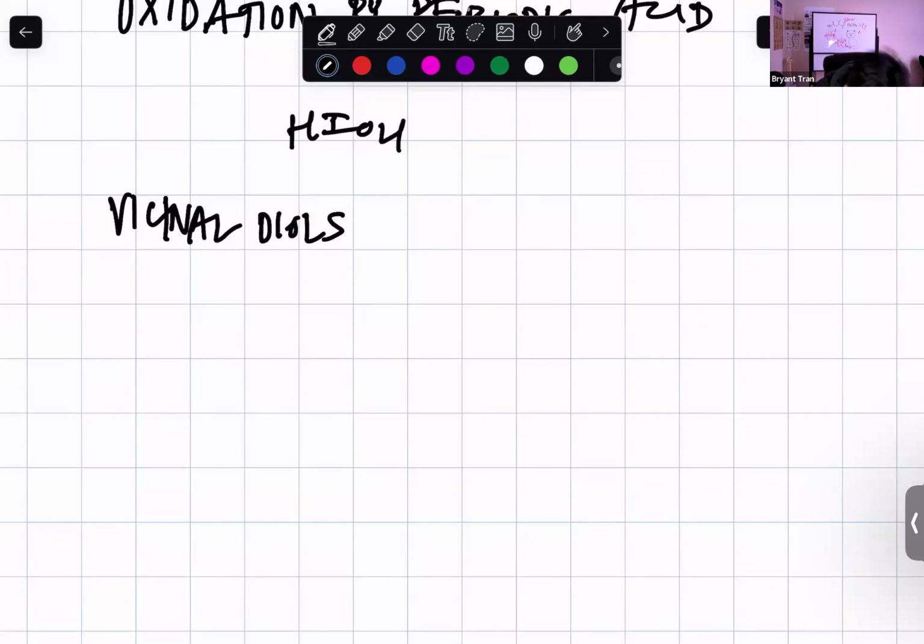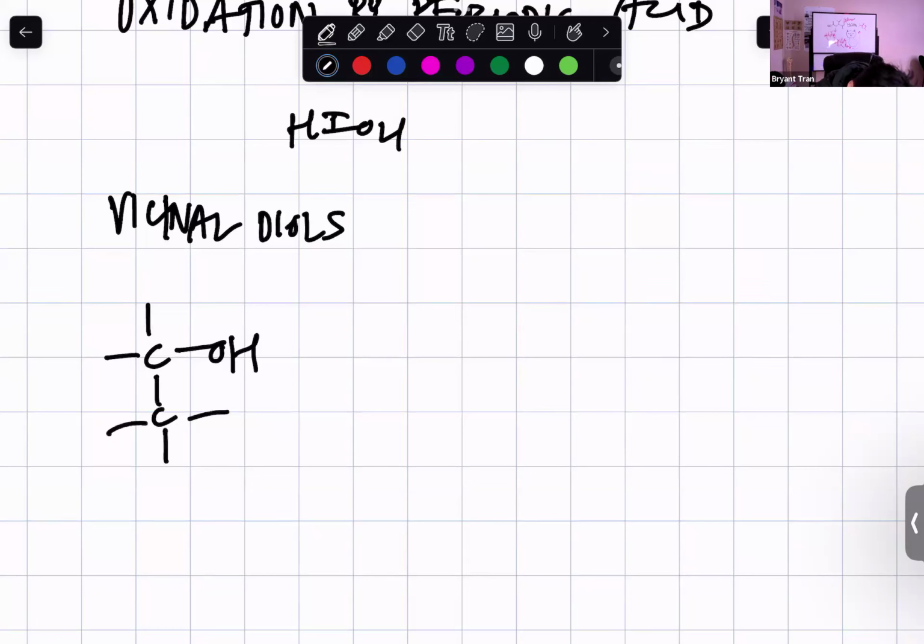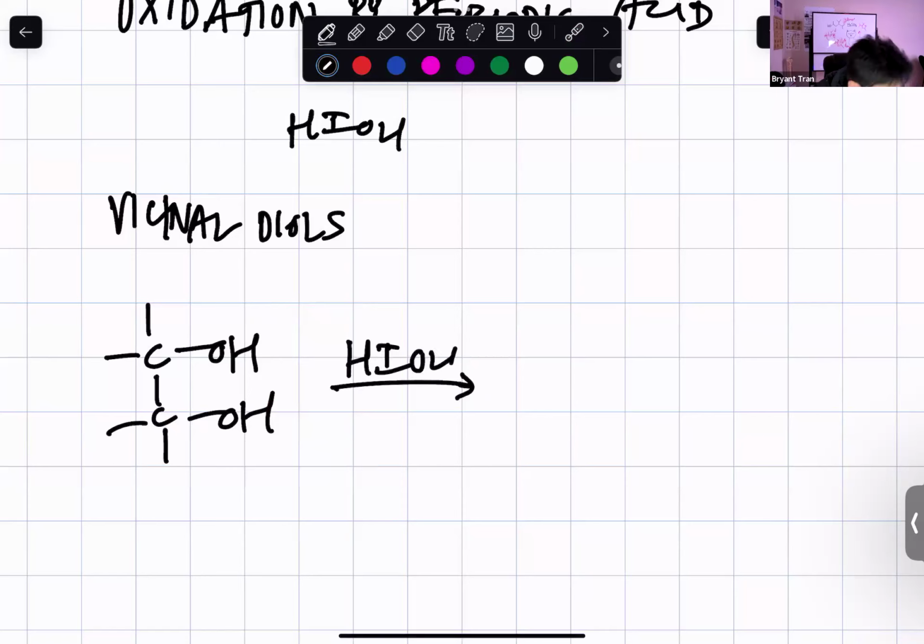So the example that he gave is this molecule here, where we have two alcohols, 1, 2, that are vicinal or adjacent to each other, like that. And when we react this with periodic acid, HIO4, that's going to cleave that bond that is between those two carbons holding the alcohol and oxidize the carbons into carbonyls, right?